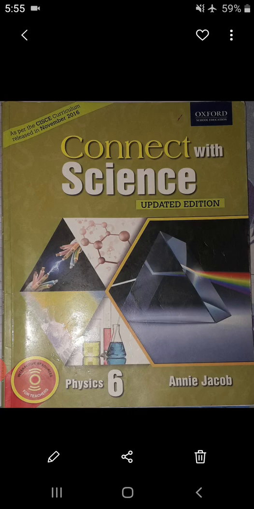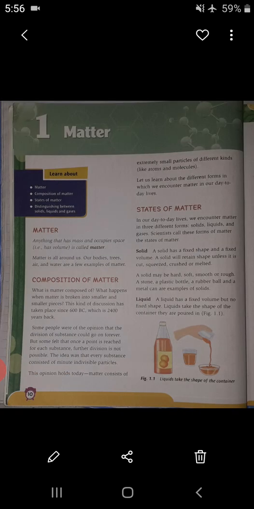Students, you have already completed 3 chapters in your physics book. Chapter 1 Matter, Chapter 2 Physical Quantities and Measurement, and Chapter 3 Force. So now it's time for revision. Today we shall revise Chapter 1 and solve some questions regarding this chapter.